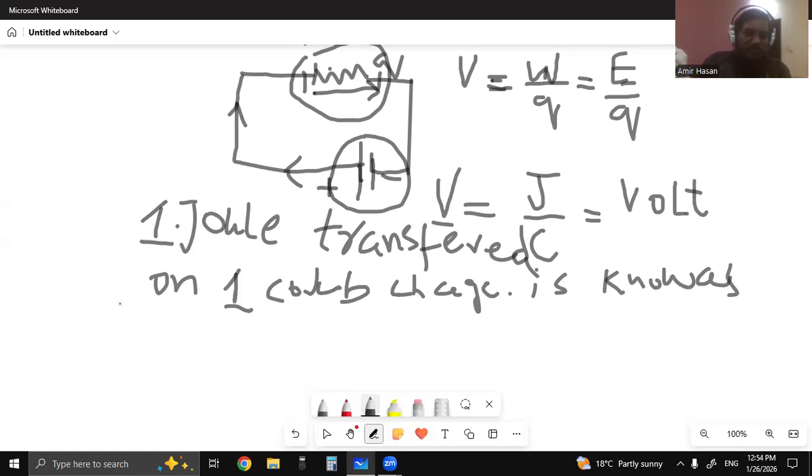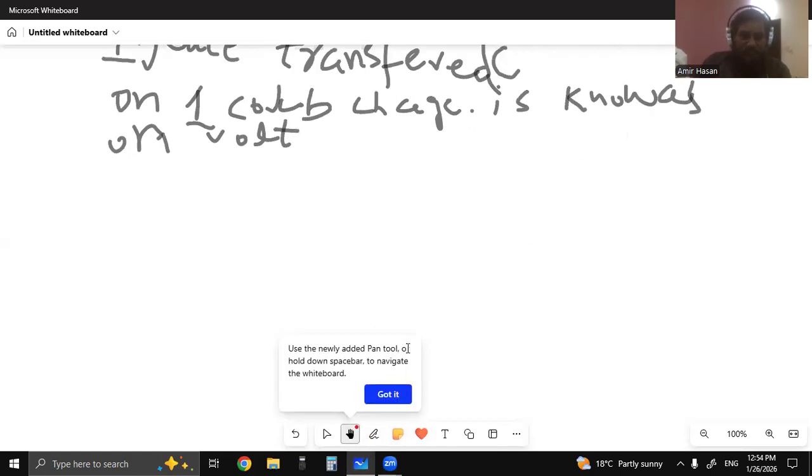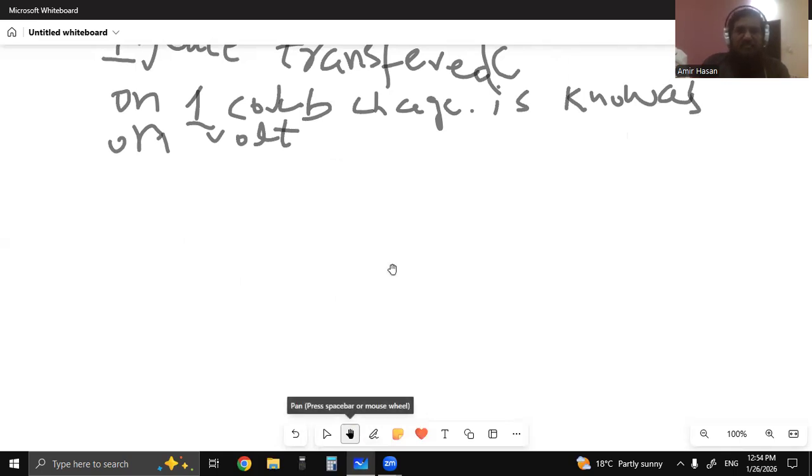One joule of energy transfer on a 1 coulomb charge forms a 1 volt. Volt is represented by V, joule is represented by J, and charge Q is represented by the unit C. Now this is the potential.